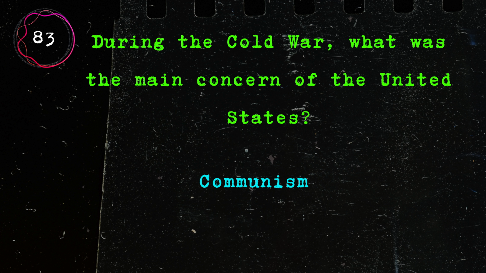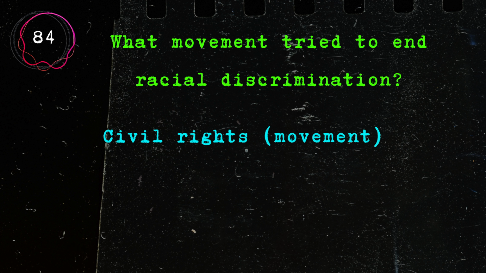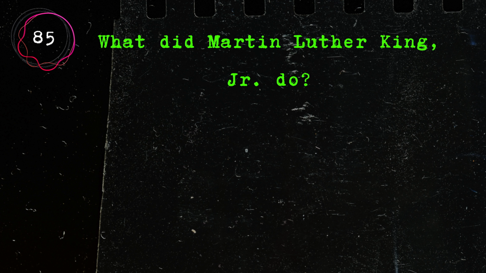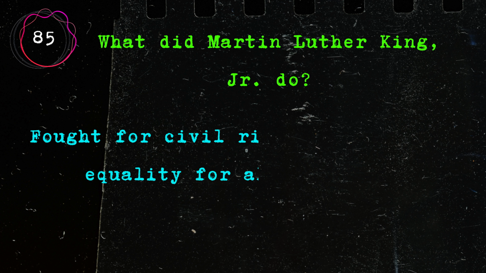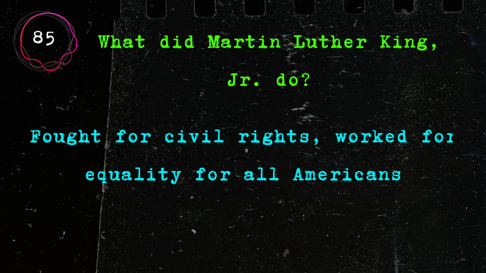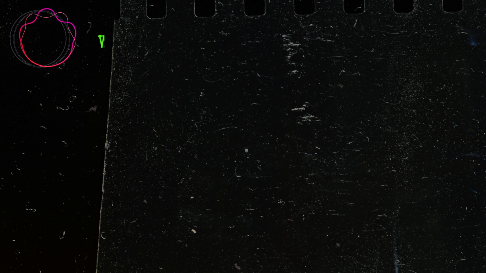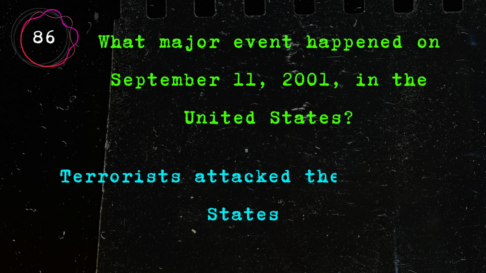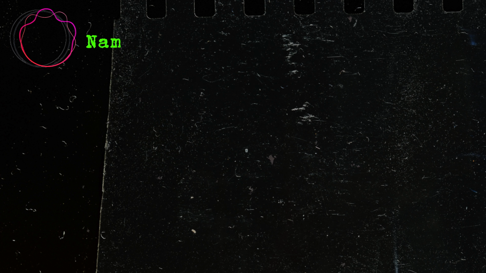Communism. What movement tried to end racial discrimination? Civil rights movement. What did Martin Luther King, Jr. do? Fought for civil rights, worked for equality for all Americans. What major event happened on September 11, 2001, in the United States? Terrorists attacked the United States.